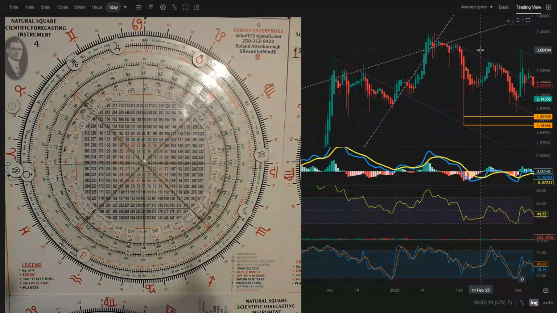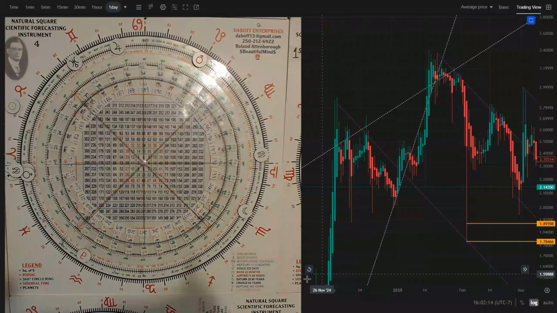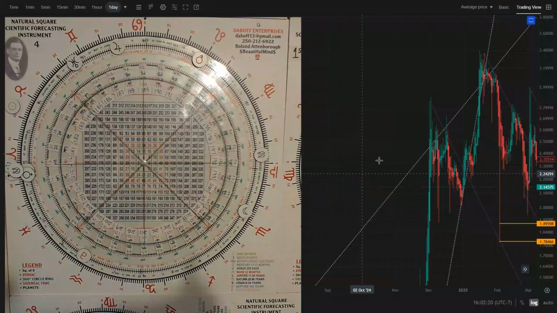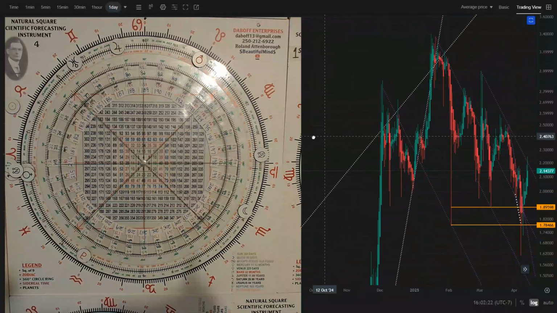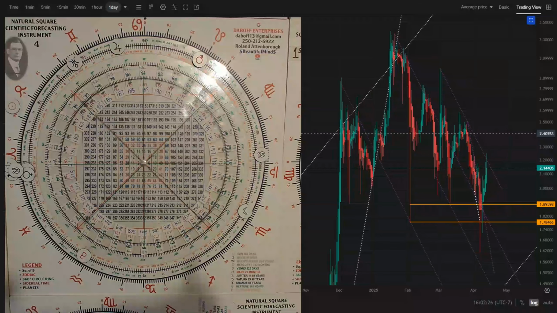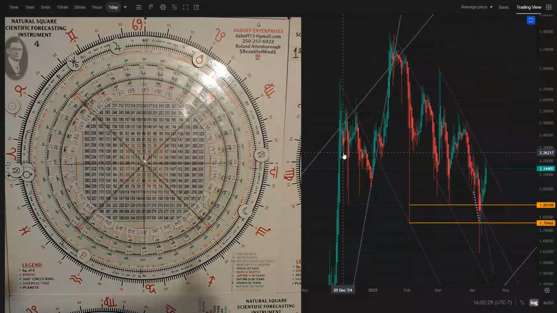Let's dive right in. We're going to get rid of the indicators for now, and we're going to compress this chart, and we're going to look at how we can find points in time. If you're looking at this on your phone, I'm sorry, I'm trying not to make it too small, but I wanted to show you how we can use the square to find changes in trend.